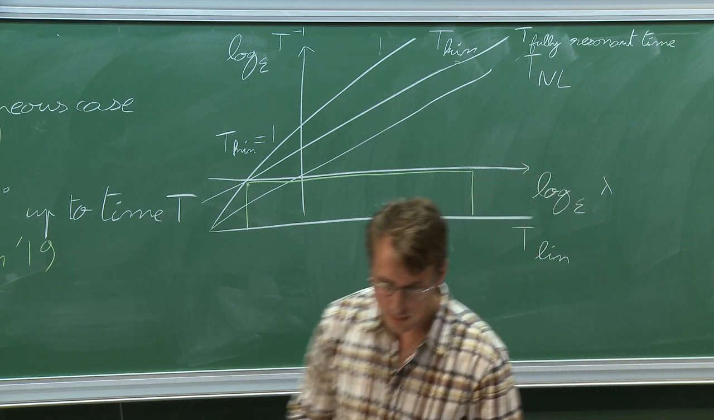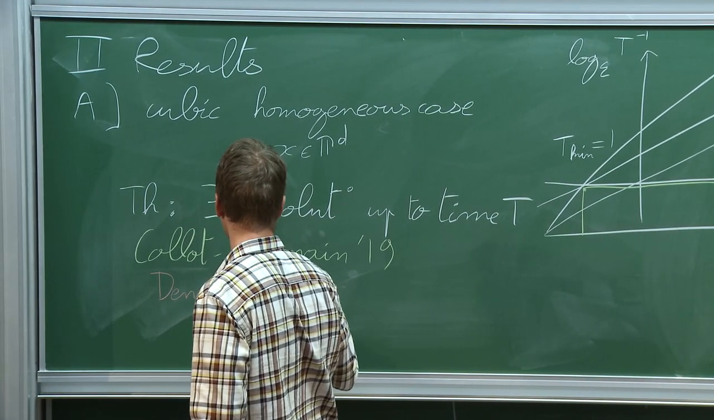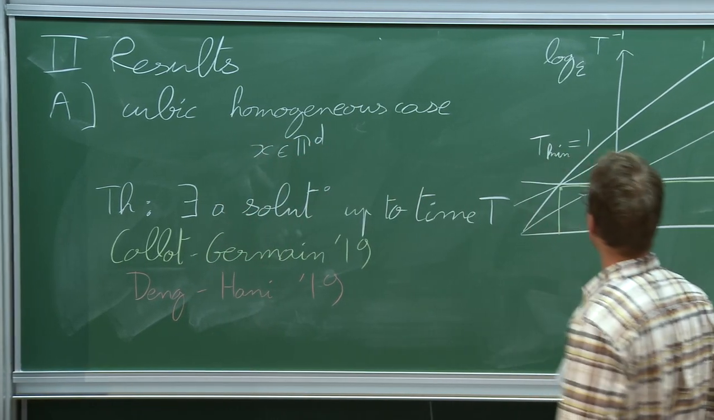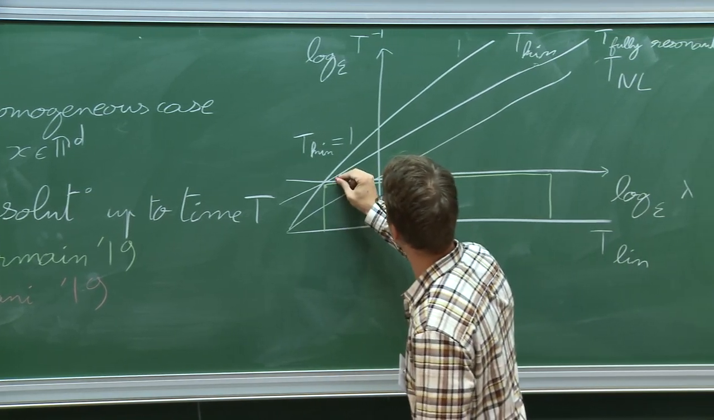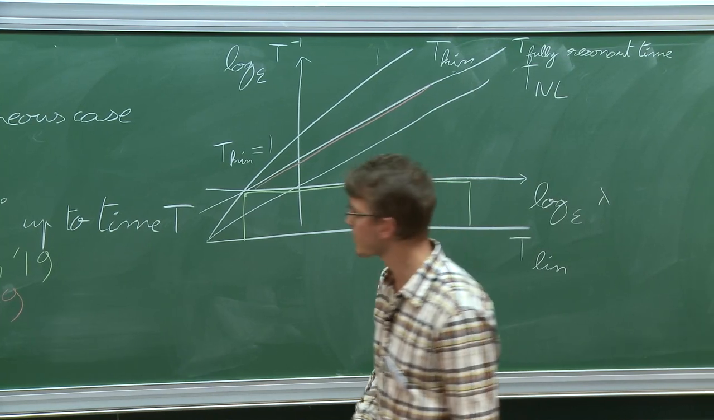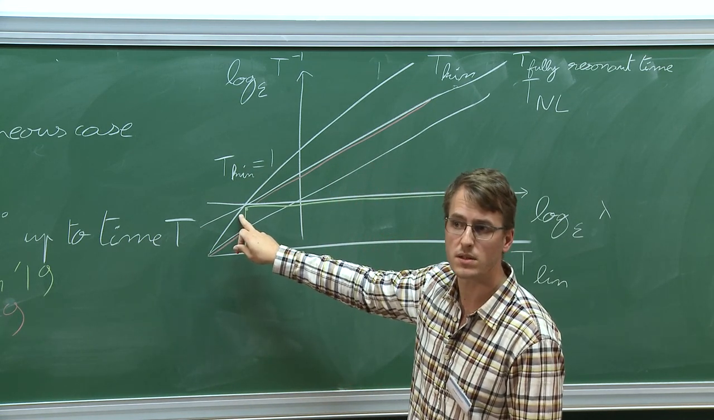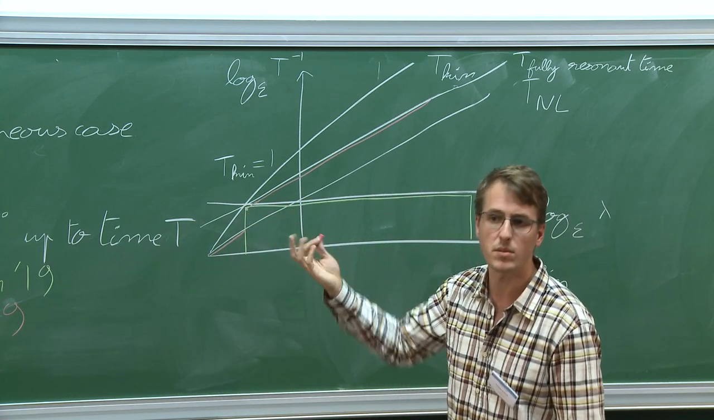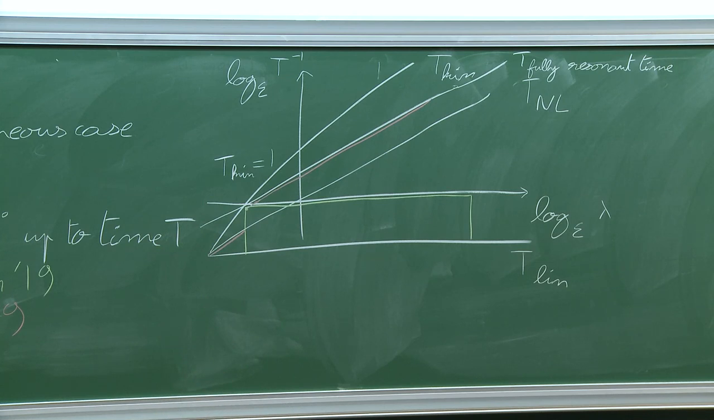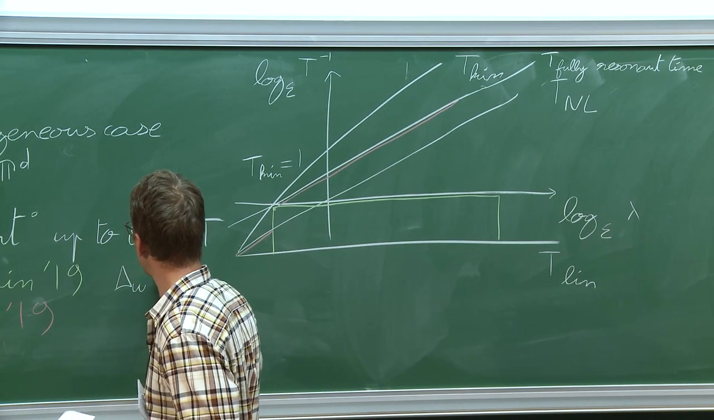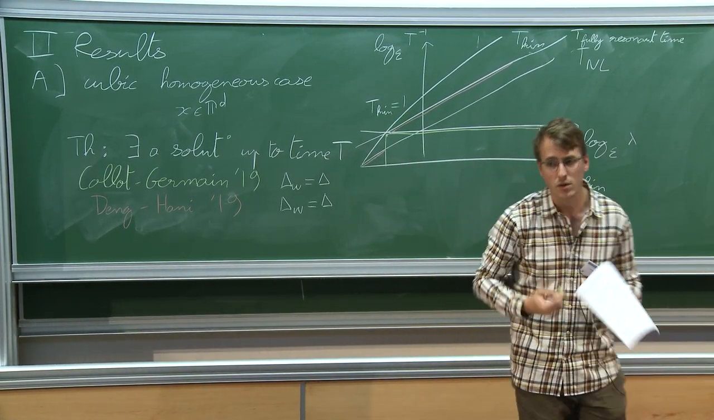Okay, then independently there was a work by Deng and Hani. And they were able basically to make the solution live up to the fully non-resonant time. And here, there is really something happening when the kinetic time is 1, is that you see here it's discontinuous, right? So they were able to almost reach the kinetic time equal to 1, but they could not, neither. And then this was for the usual Laplacian. So with Pierre, we said, OK, maybe there is something to do if we take another dispersion relation.